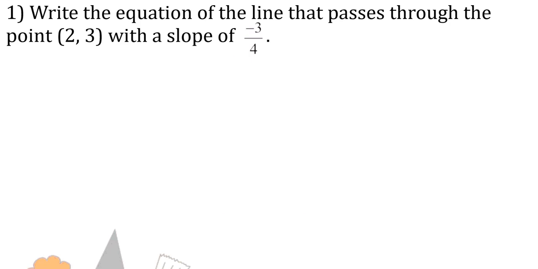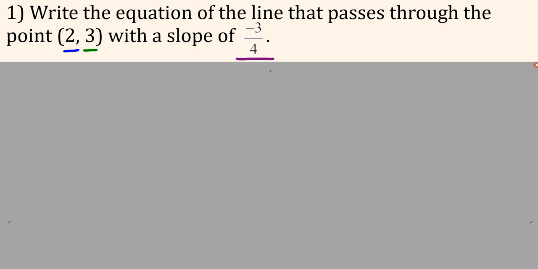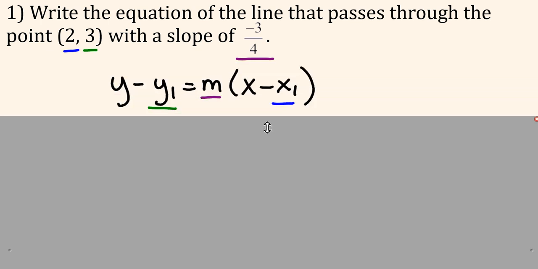So let's take a look at a couple of scenarios. Here in number 1, we want to write an equation of the line that passes through the point 2, 3 and a slope of negative 3/4. Well, what do we know? We're given a reference point of 2, 3 and a slope of negative 3/4. We have a point, we have a slope. The best equation to write for this would be one in point slope form because we could easily substitute in the values that we know.